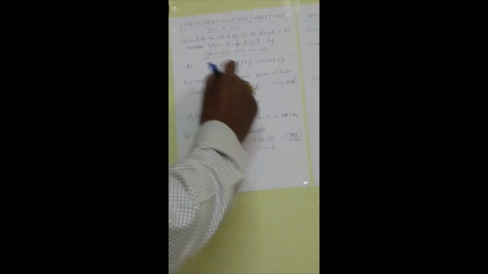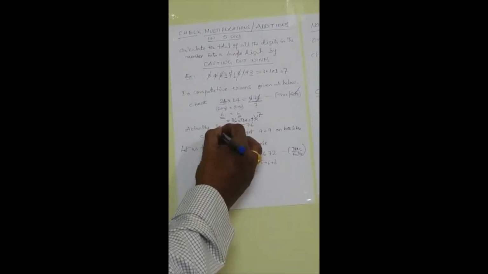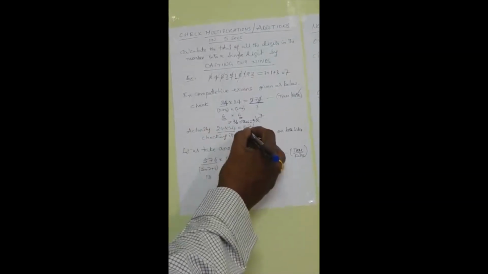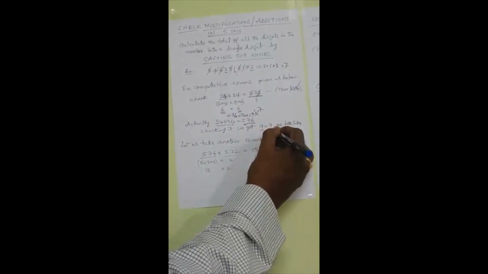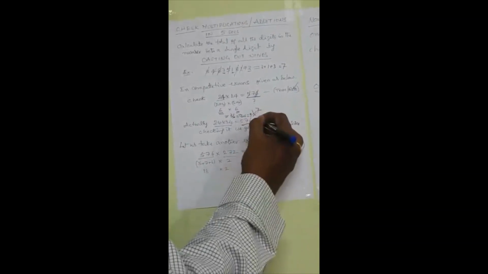Like that you can calculate and see whether the equation in multiplication is right or wrong. Actually 24 times 24 is equal to 576. We know it. By checking it, we get 9 on one side and 9 on the other side. So 9 is equal to 9. So this is correct.